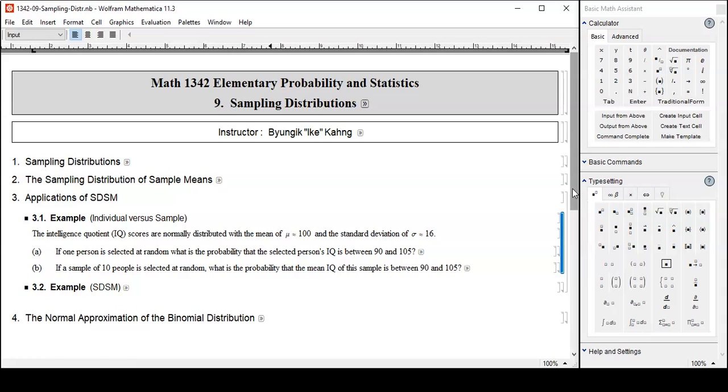Here's an example. The intelligence quotient scores are normally distributed with a mean of about 100 and a standard deviation of approximately 16. If one person is selected at random, what is the probability that the selected person's IQ is between 90 and 105? If you're feeling a kind of deja vu, then you're not mistaken. We went through the very same example before, back in lesson 7.